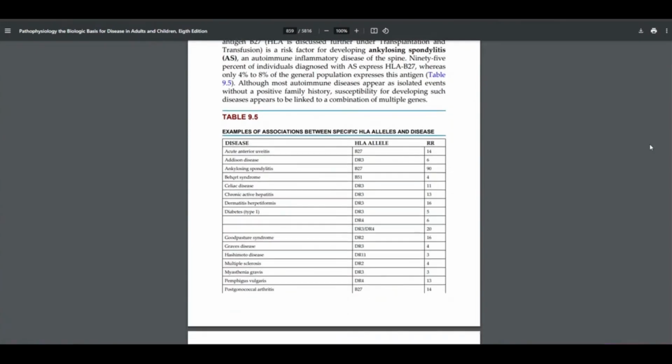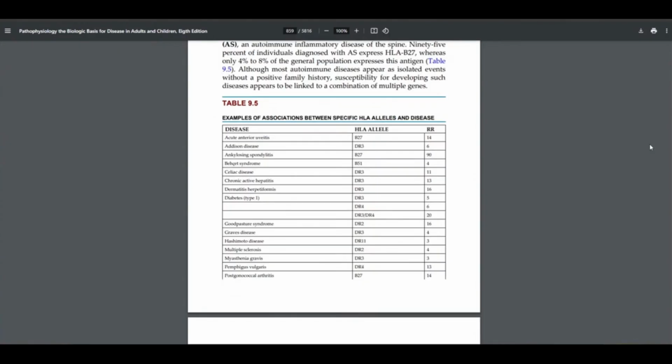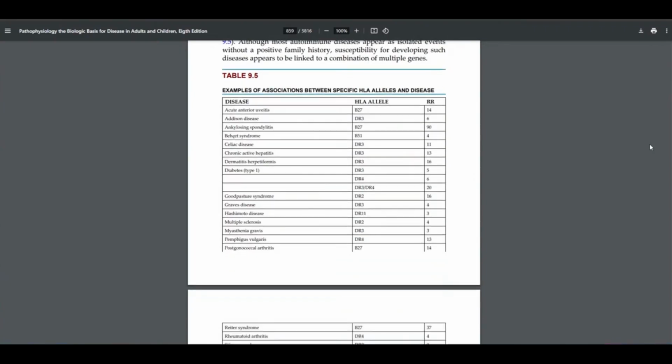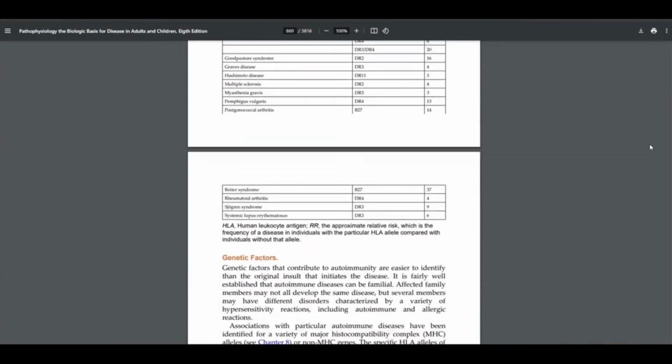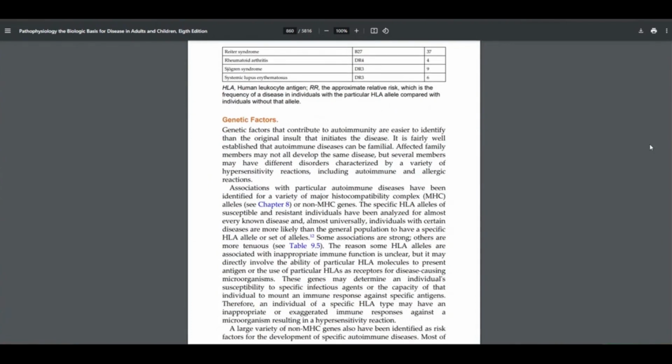Examples of associations between specific HLA alleles and diseases. Right. I'm not looking at all that. We'll skip over that.